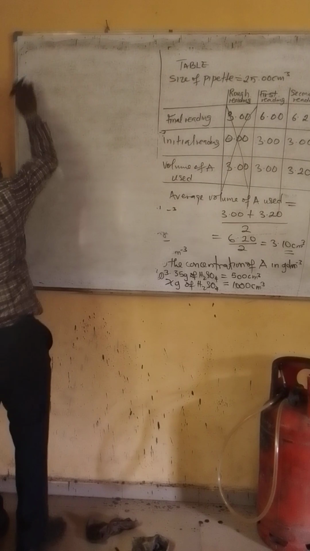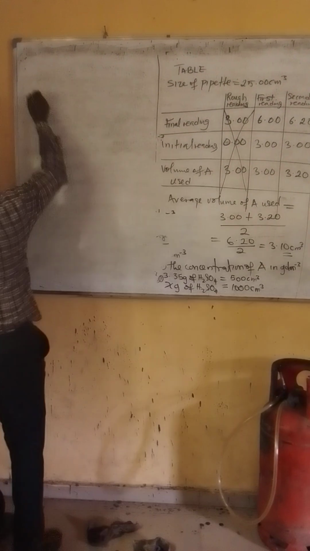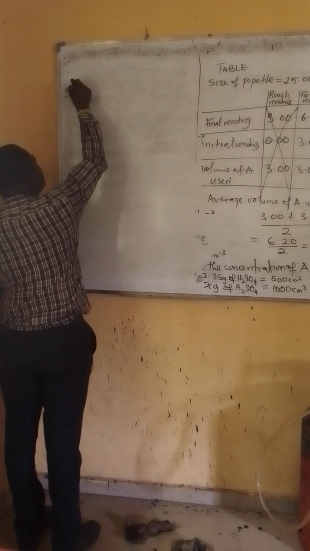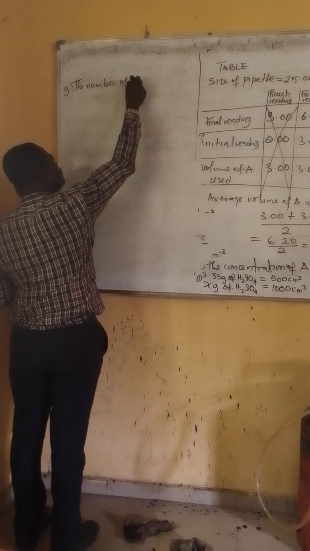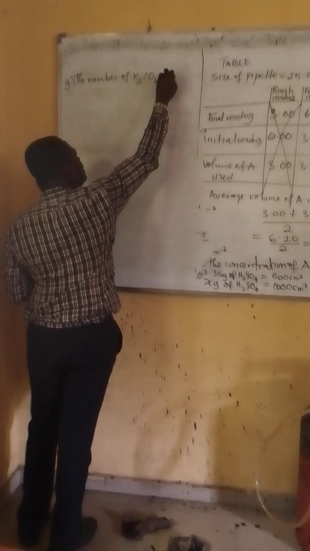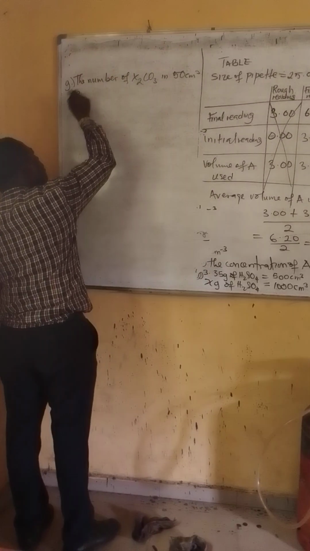Now, that's number what now? G. The number of X2CO3 in 50 cm3 of solution B.